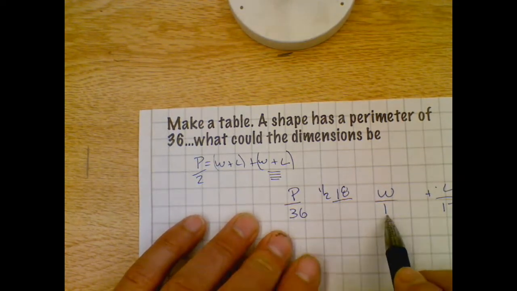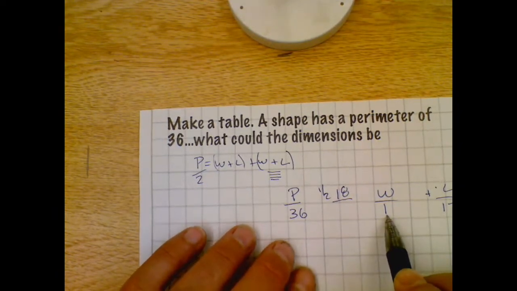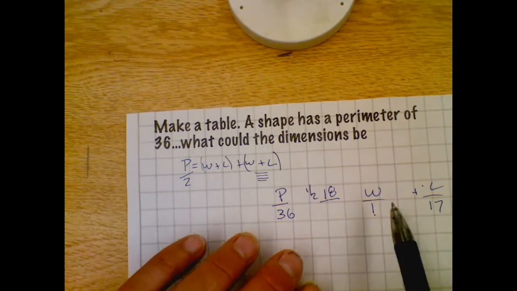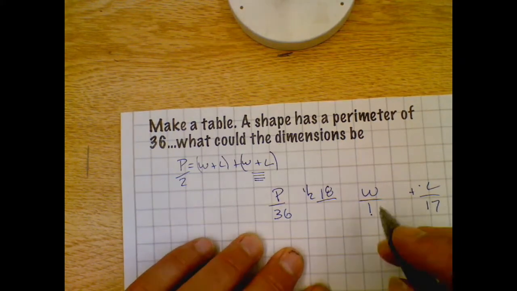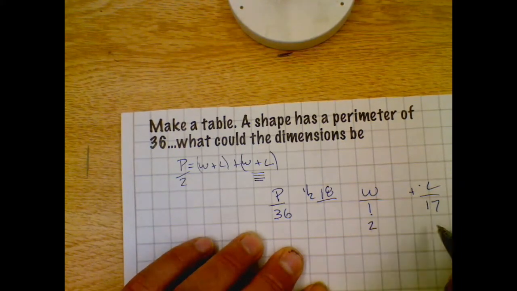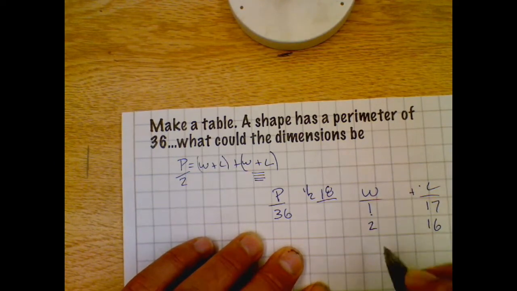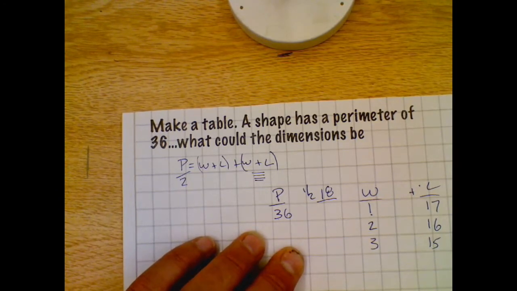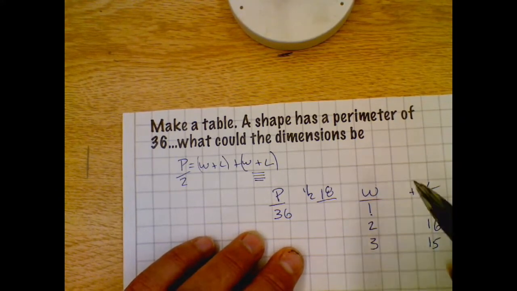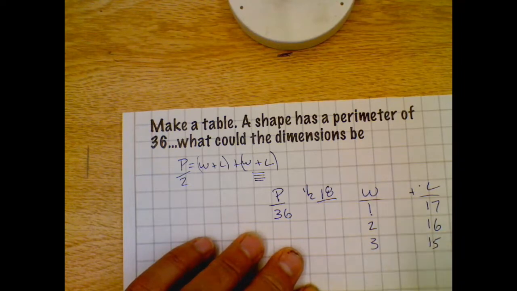So one potential rectangle would be a width of 1 and a length of 17. And then a width of 2, length of 16. Width of 3, length of 15. And eventually I'll get to the point where it'll be 8 and 8. And that's where it'll stop. So this would be a potential table for something like that.